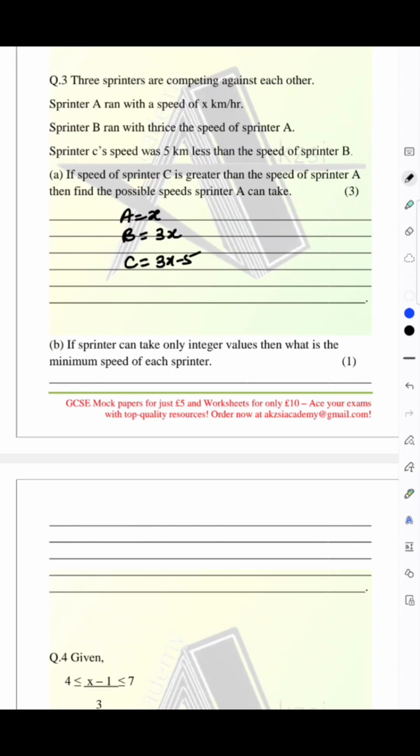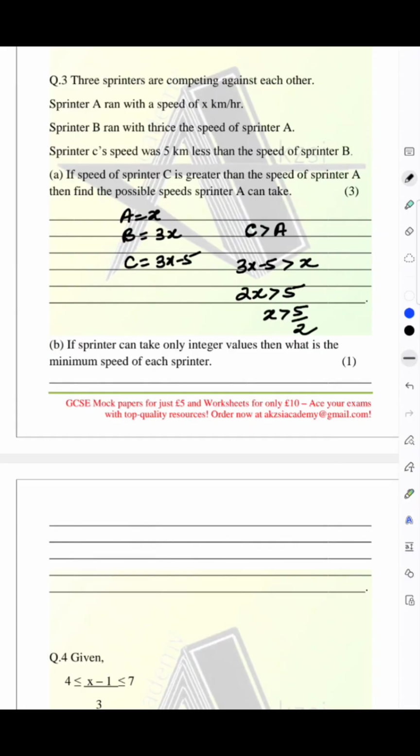If the speed of sprinter C is greater than the speed of sprinter A, so C is greater than A. C is 3x minus 5 and A is x, which means if I transpose it here, this will give me 2x, and when I transpose negative 5 onto the right hand side it will give me positive 5. x is greater than 5 over 2. So find the possible speed of sprinter A. That means sprinter A can take any value greater than 5/2, which is 2.5.